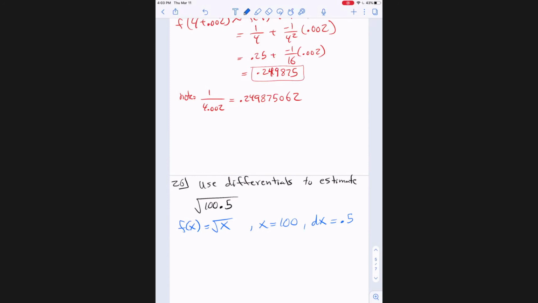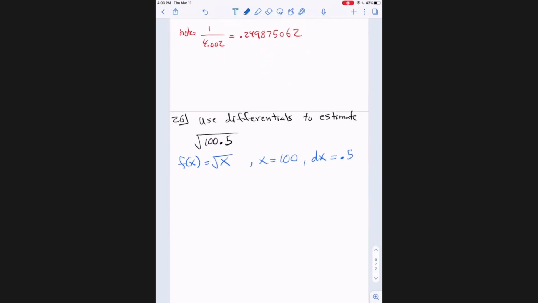So is your f of x always just going to be the main function that's being used in the problem? Yes. Okay. So f of x plus delta x could be approximated by f of x plus f prime of x dx. So that's the dy.